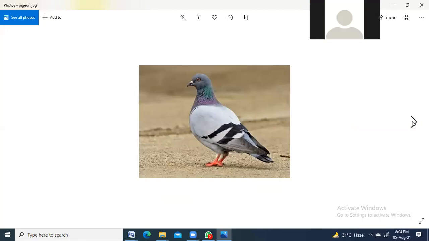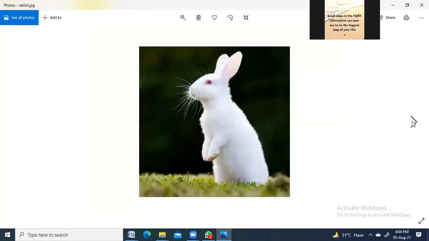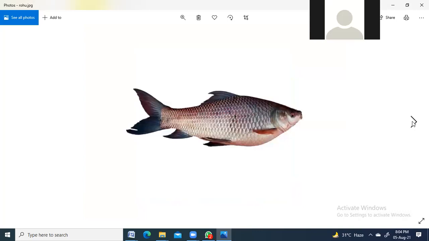Pigeon, Aves. Great. Prawn. It is under Arthropoda. Very good. Rabbit, mammal. Fish. Fish, so it is coming under which? What type of fish is this? Class?